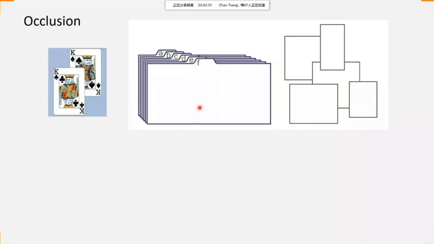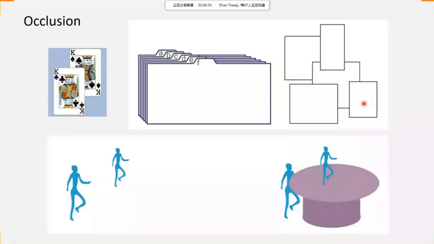So this is used very often, like here, these stacks of folders, or here, these different rectangles. We would assume, if you see this, that there is one in the background, one in the middle, and three in the foreground. And here you see also the effect that occlusion can have an important effect on how we see a situation.